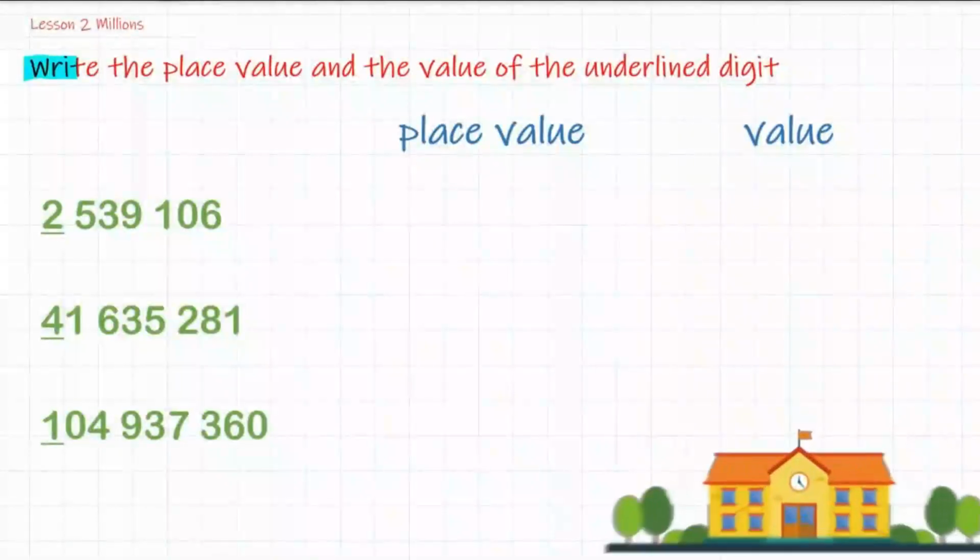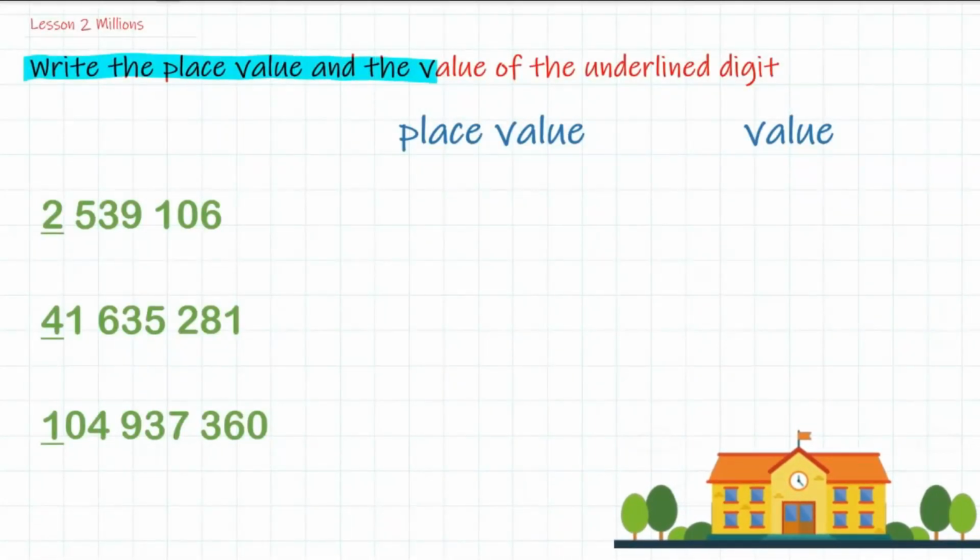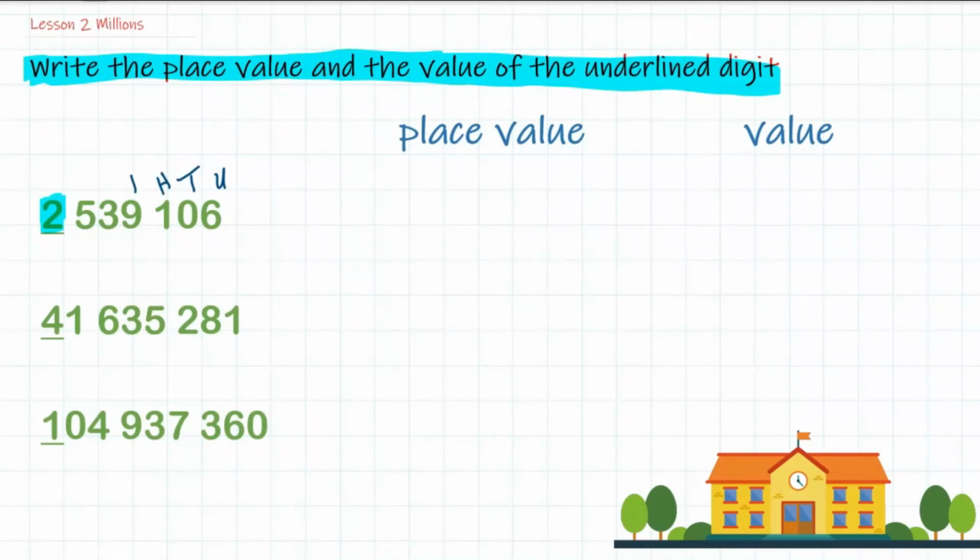Okay, now let's write the value and the place value of the underlined digit. طيب عايزين نكتب البليس فاليو والفاليو بتاع ال 2 هنا في النمبر ده. تعالوا نكتب البليس فاليو بتاع كل digit في النمبر ده. As we studied before, let's start from units, tens, 100, 1000, 10,000, 100,000, and our digit here is million. So the place value of our digit here is million.